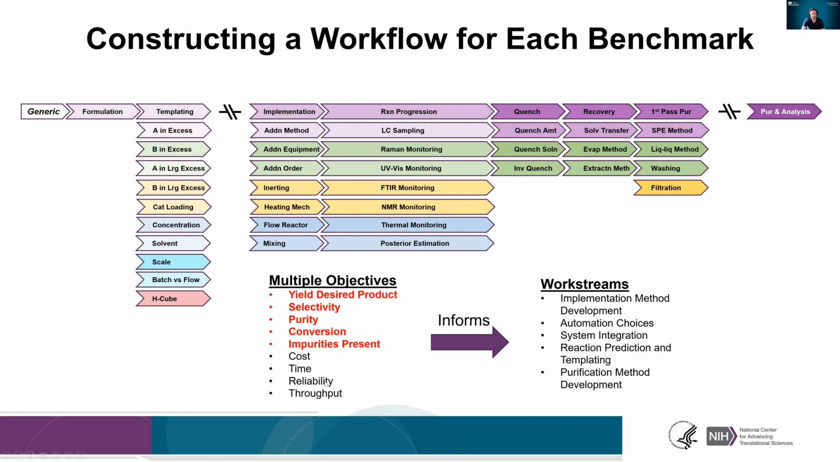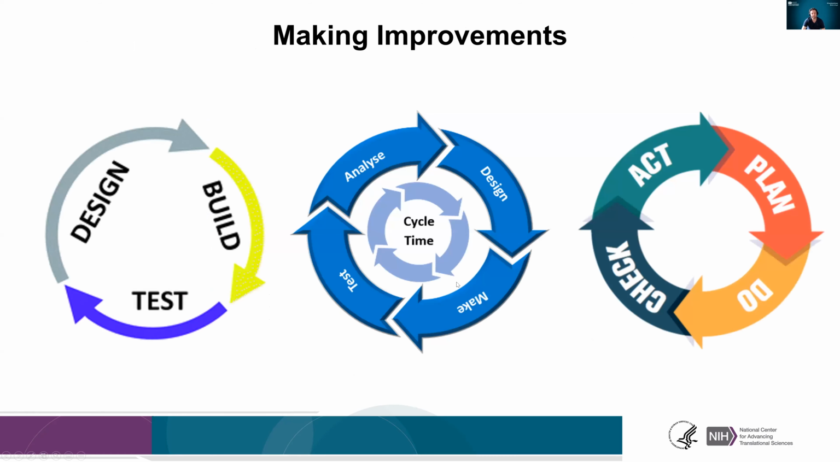Cost, time, reliability, and throughput are things you can understand outside of the lab, but yield, selectivity, purity, conversion, and impurities present are something where we're going to need well-developed analytical techniques to get that. In the context of that, this is all about making improvements. Whatever cycle you want to use, design, build, test; design, make, test, analyze; plan, do, check, act, we need some information about how we're going to make improvements.